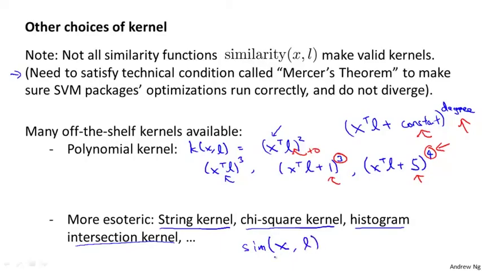But I personally end up very rarely, if at all, using these more esoteric kernels. I think I might have used the chi-square kernel maybe once in my life, and the histogram kernel maybe once or twice in my life. And I've actually never used the string kernel myself. But in case you run across these in other applications, if you do a quick Google search or a quick Bing search, you should find definitions of these other kernels as well.